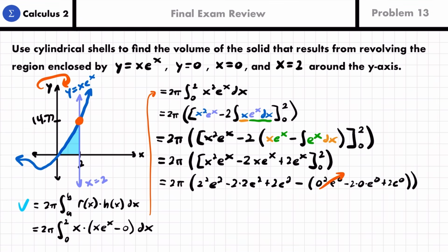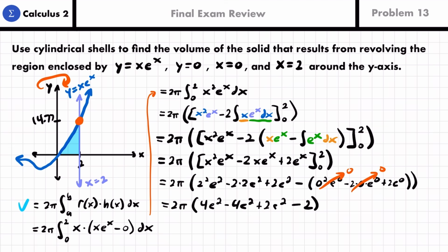All right, now both of these terms go to 0 because within them we are multiplying by 0. So they are just equal to 0. But then going back over here, let's simplify. We have 2 pi times 4e squared minus 4e squared plus 2e squared minus 2 times e to the power of 0. And e to the power of 0 is 1, so you have 1 times 2, which is 2. So we are subtracting 2.